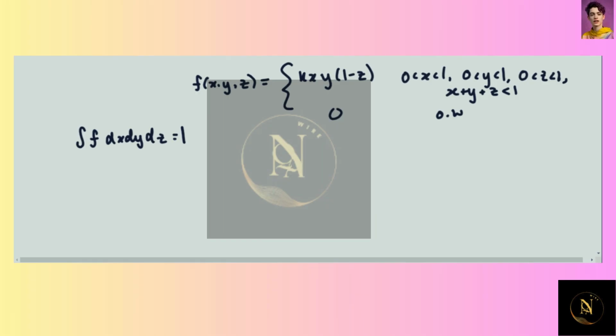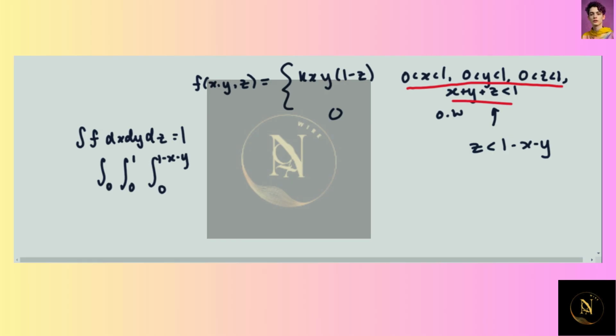So all we're going to do is integrate this. Now, we need to pick the bounds of our integral to satisfy these conditions over here. We can satisfy this final one by saying that z is less than 1 minus x minus y. So we can integrate z from 0 to 1 minus x minus y, and then integrate x and y between 0 and 1. And so we'll have kxy times 1 minus z.